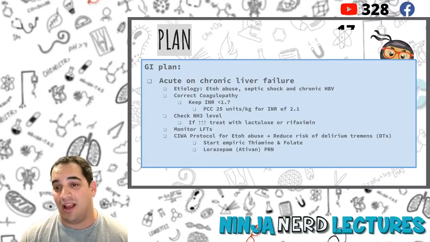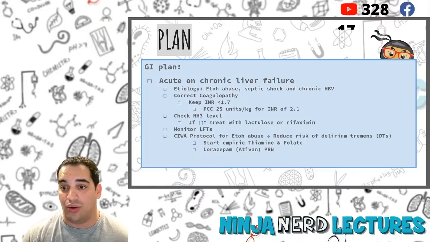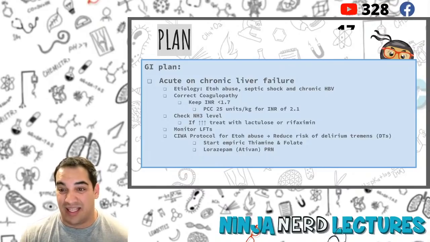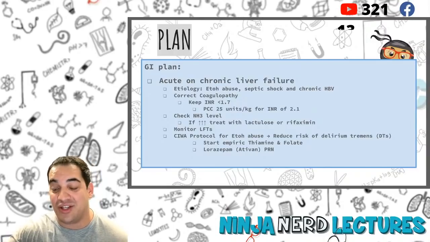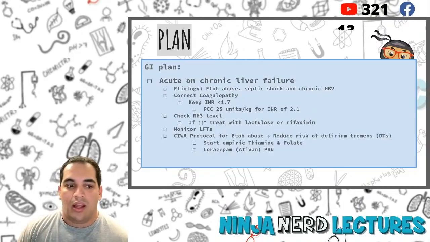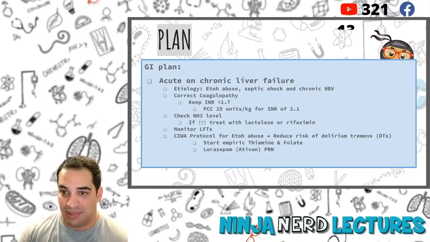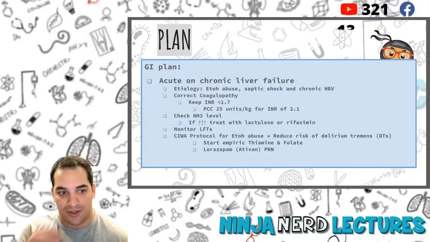He's also probably got some hyperammonemia, which can also cause a lot of problems and lead to some encephalopathy as well, and that can increase the risk of seizures. So let's check his ammonia levels. I think someone said that previously, check his ammonia levels, good thought. Then we'll treat him with lactulose or rifaximin if it is really, really high and causing potential encephalopathy and risk of seizures.